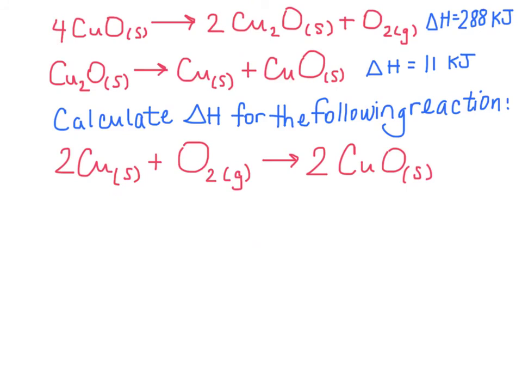Okay, here's your problem to try. You have this equation and this equation with the change in enthalpy for each of those reactions. Calculate the change in enthalpy for the following reaction, this one. So go ahead and write those reactions down and use Hess's law to calculate the change in enthalpy for this reaction.